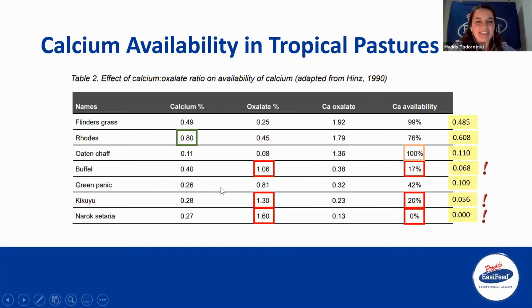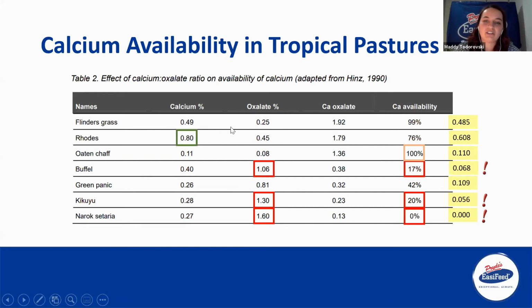So when we're talking about the calcium and oxalate and how they affect each other, if we use the Rhodes here as an example, it's got 0.8% calcium. However, it also has 0.45% oxalate. So the calcium availability is only 76%. So rather than having 0.8 calcium readily available for the horse, they end up having only 0.61 percent.